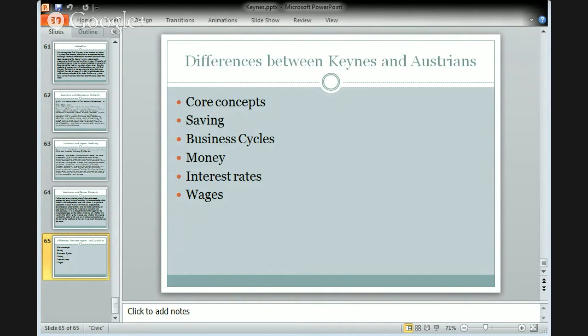I will just highlight a little bit of the differences between Keynes and the Austrians. We differ on the core concept, the basics. It's okay, Michael. Next time we will do another session, probably much better organized.